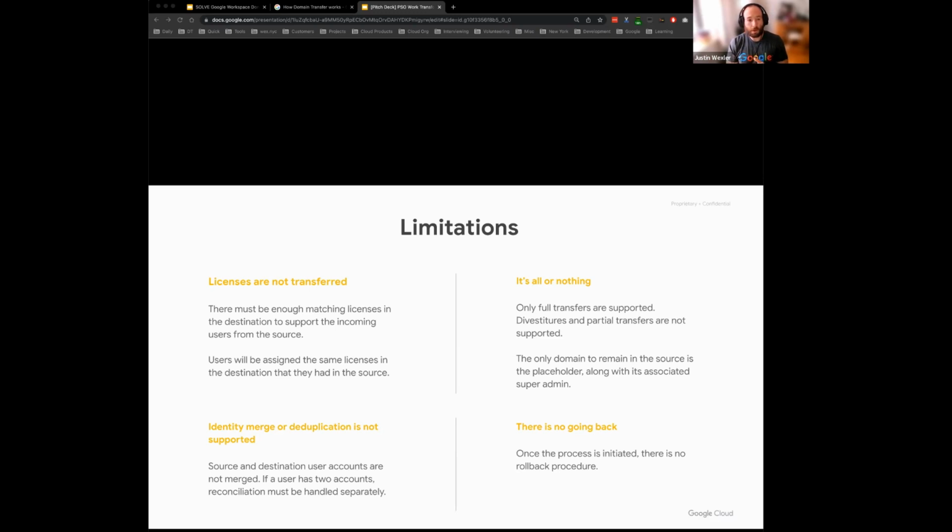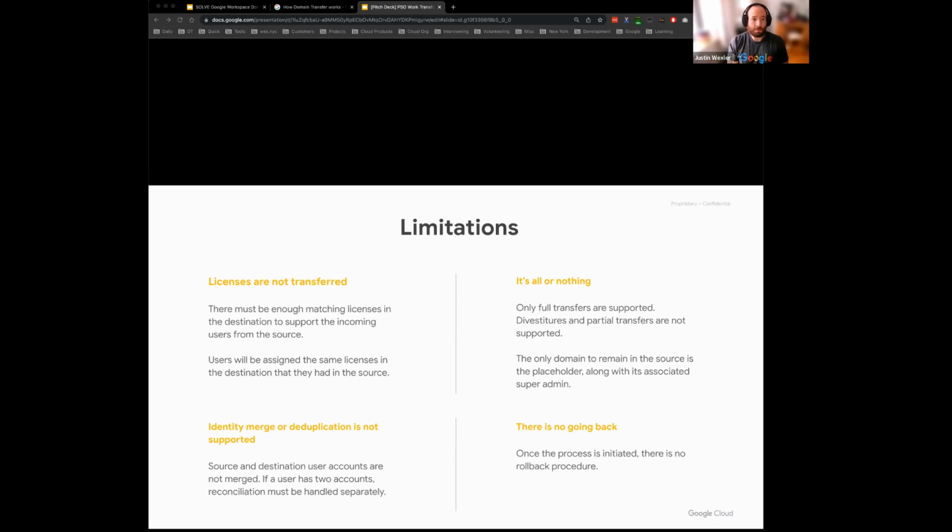It's all or nothing. So we cannot do partial transfers or what we call divestitures, whether it's one user or half of an organization. We can only move everything over except for what we call a placeholder admin, which is the one super admin that we leave behind in that source environment so that you still have access to it.